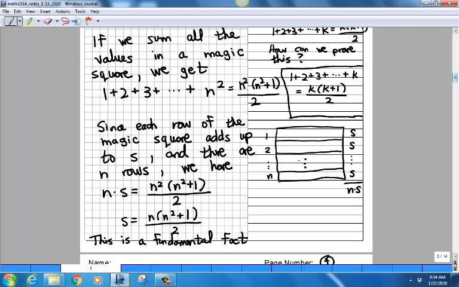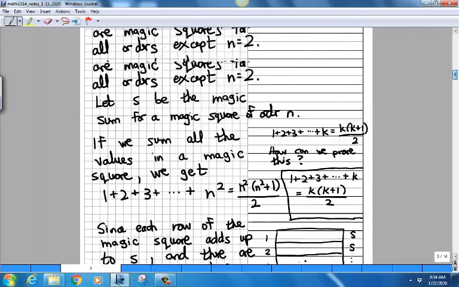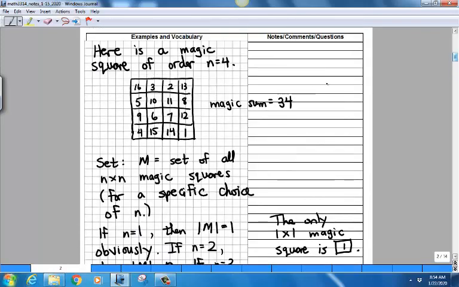Did that work for this example here? Of course it has to, but let's just verify that. Here was a magic square of order 4, and we already counted that the magic sum was 34. But according to our formula, what's that magic sum supposed to be? It's the order, which is 4, times 4 squared plus 1, and then you divide that by 2. Does this work? So this is 4 times 17 divided by 2, so that's 2 times 17, which is 34. Yay! So we at least verified the formula for that particular example.